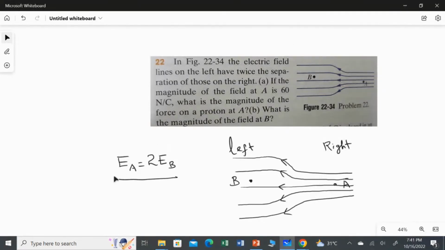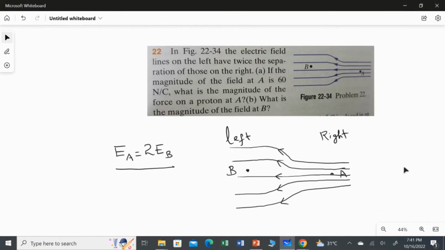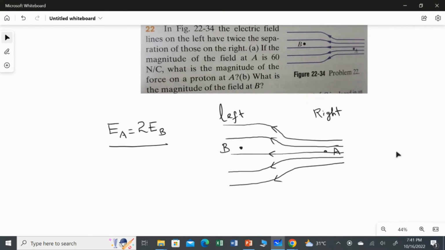By using this, we are going to find 2 answers. So generally we are going to use these equations for the second question. First we have to finish our first part and then we can come and deal with this equation. So what is given in the first part? If the magnitude of the electrical field at A is 60 Newton per Coulomb. So the electrical field strength at point A is 60 Newton per Coulomb.